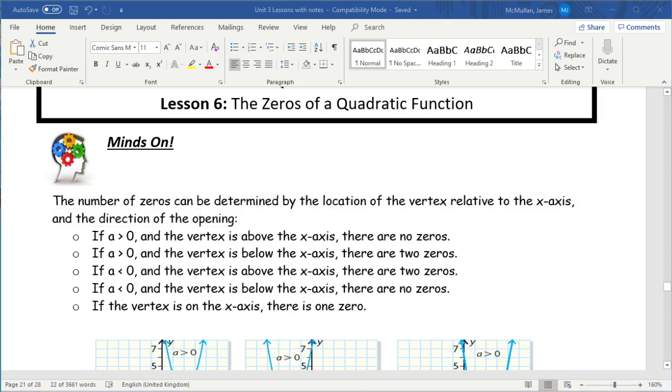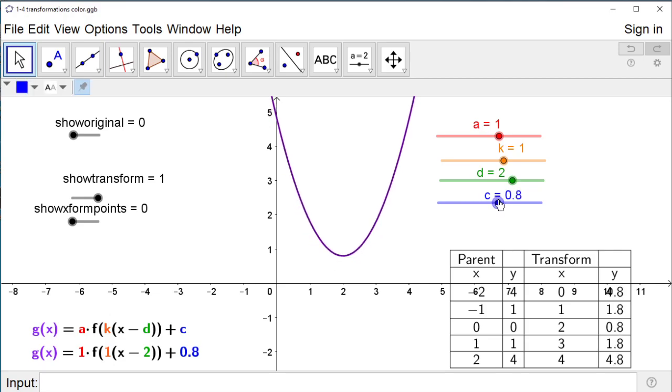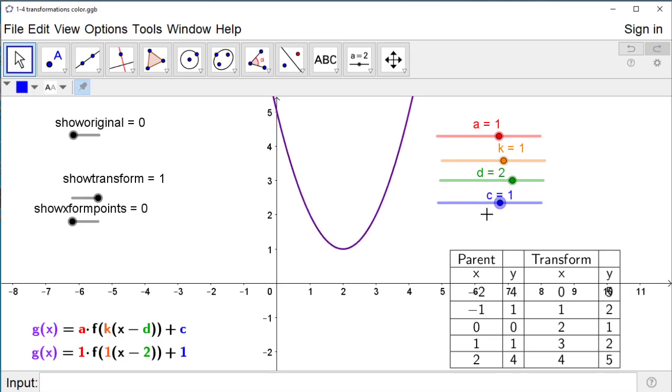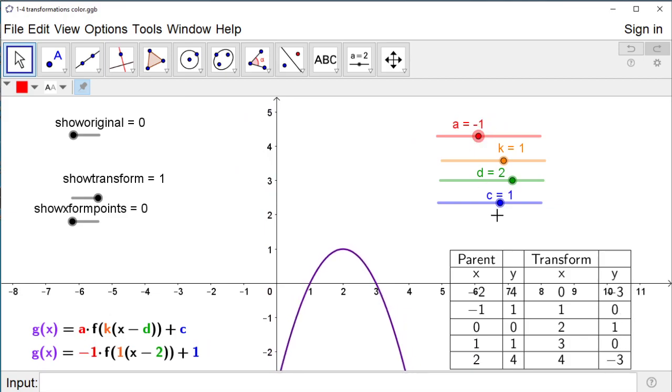Let's just show this quickly as an example. In this case, I've set the vertex to be (2, 1). So D is 2, C is 1, or H and K for this unit, but D and C back in the transformations unit. The vertex is here, the parabola opens up. So the vertex is above the x-axis and the parabola opens up. This means you're not going to have any x-intercepts. Now, of course, if the vertex is above the x-axis but the parabola opens down, you're going to have 2 x-intercepts.